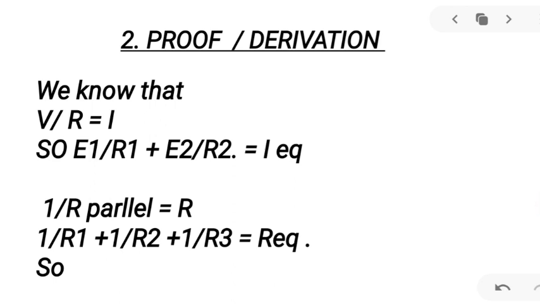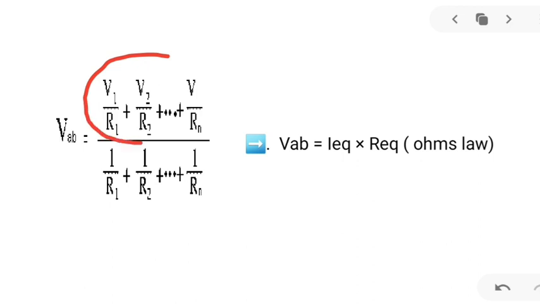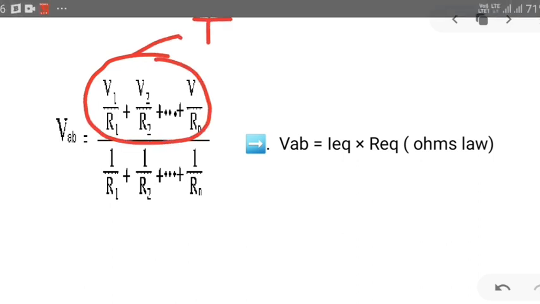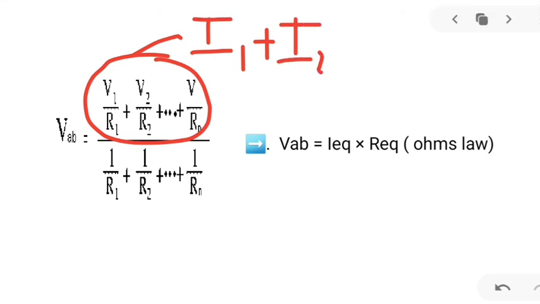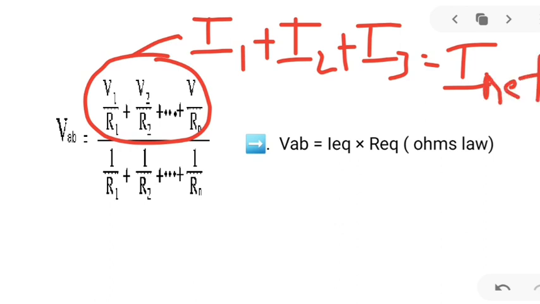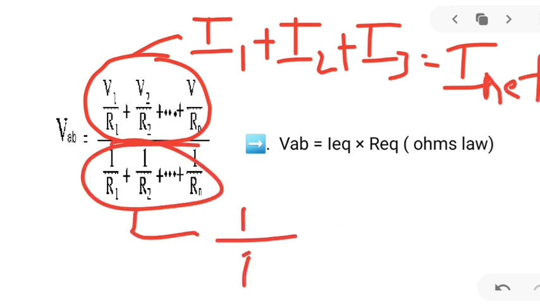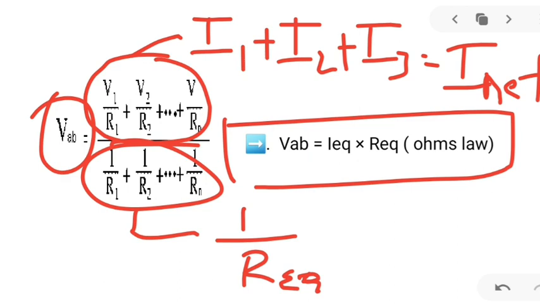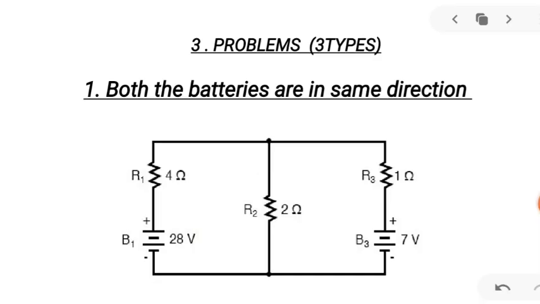Coming to the second one, the proof. To prove that Millman's theorem is right, first we should prove that it obeys Ohm's law. Firstly, we know that I equals V by R. That means V1 by R1 is I1, the next is I2, and the next is I3, and so on. This is I net, and we already discussed this is 1 by R equivalent, so we can write VAB as 1 by R equivalent into I equivalent. That is nothing but Ohm's law, so we can say that it obeys Ohm's law.